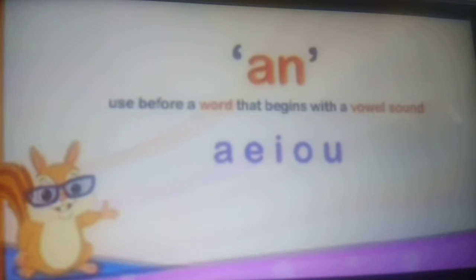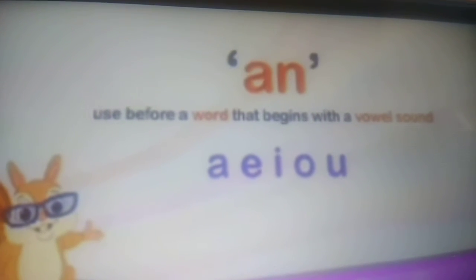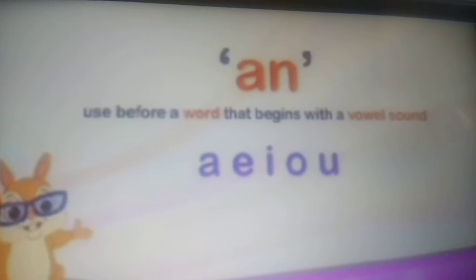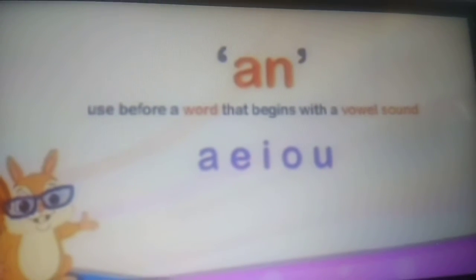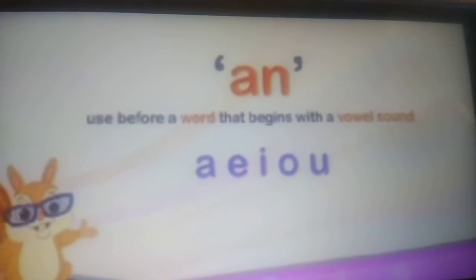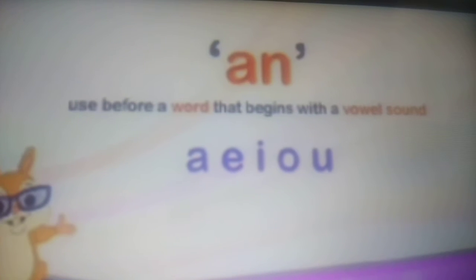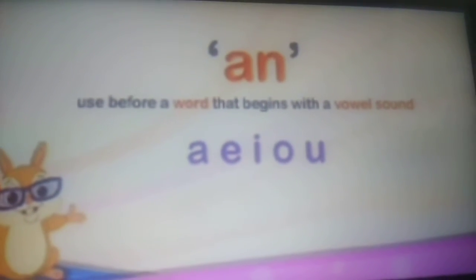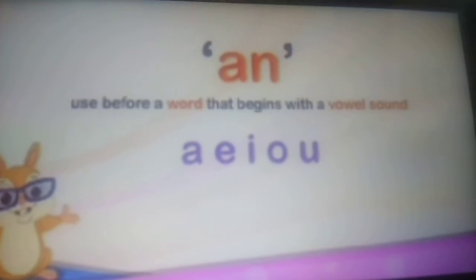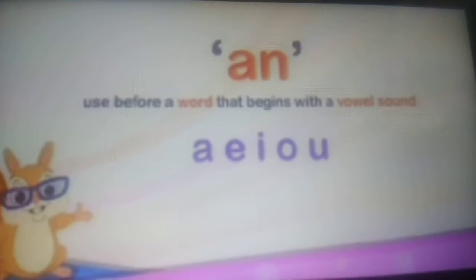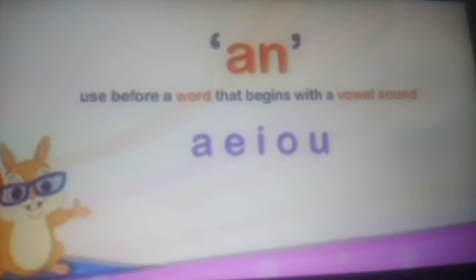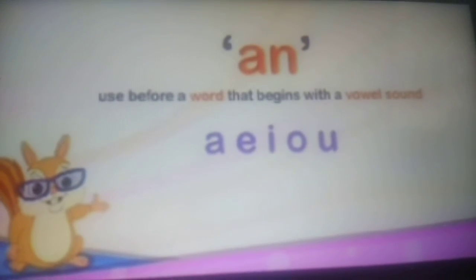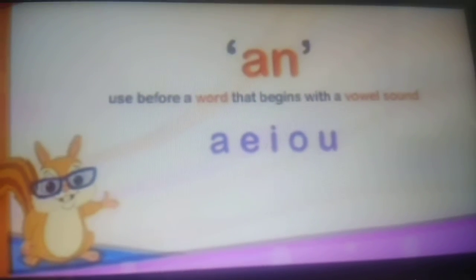Now we will learn about an. An is used before a word that begins with a vowel sound. What are vowels? A, E, I, O, U. We have five vowels. Those are A, E, I, O, U.